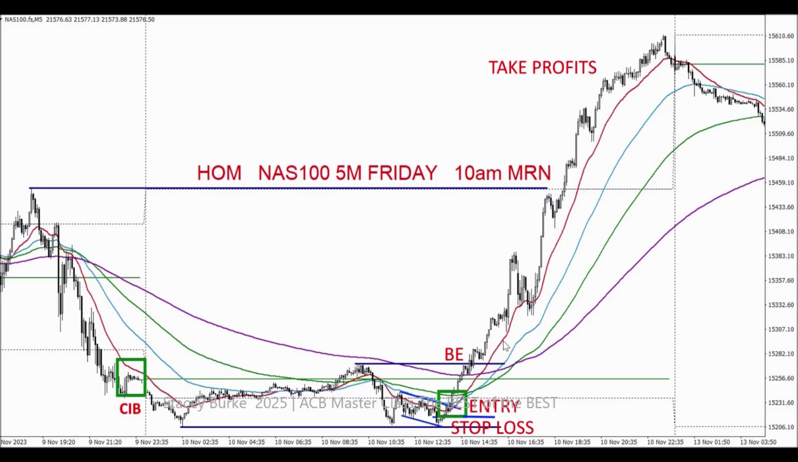The New York session trades higher before coiling into our 10 a.m. new 4-hour rotation in an explosive trend continuation. 10 a.m. major red news has the stop hunt effect, coiling sideways into our EMAs and continuing into the close of the week. An ACB trend trade continuation after a close in breakout against the trend. Coil sideways, entry, stop loss, break even, and take profits on the NASDAQ.